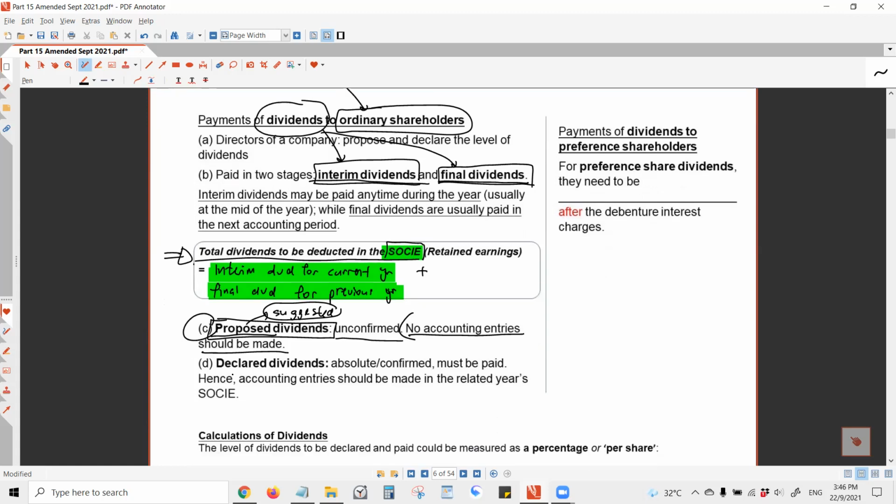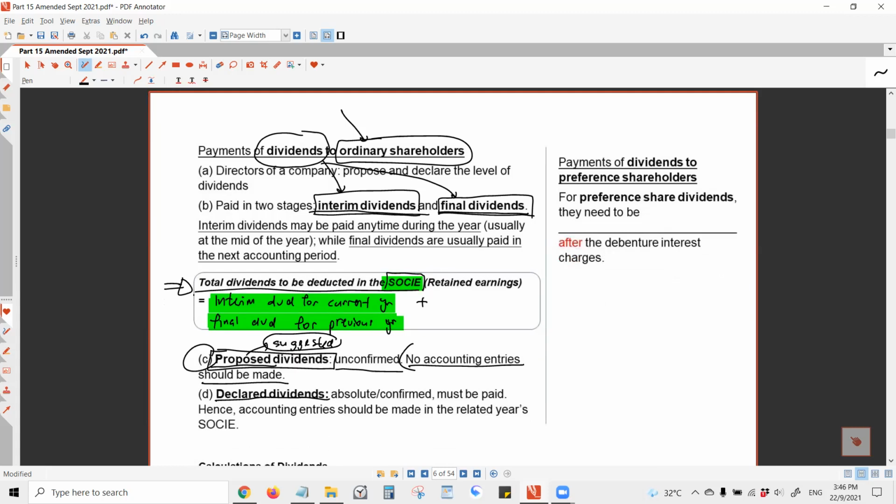On the other hand, if you see declare, then you should take that into account. You should record it in accounting. Later, I'll show you how to record. The one on the right, you can see payment of dividends to preference shareholders. They need to be deducted in the income statement, after the debenture interest charges. Later I show you the income statement where we deduct the preference share dividend.